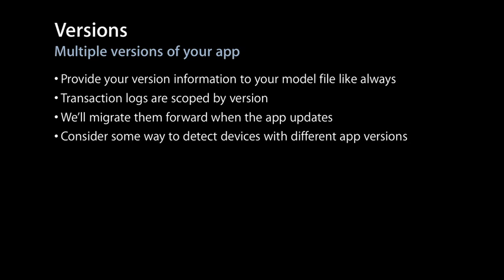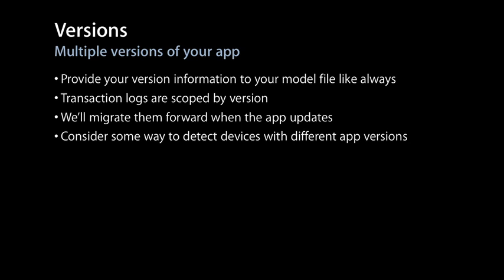You want to make sure that you provide version information in your core data model file like you always have. So we scope your transaction logs based on the version information in your core data model file. Now, the important part here is that all this information remains scoped. So, for example, if you have an app that updates on one device, we'll make sure that all of those transaction logs are written into a directory specific to that app version.